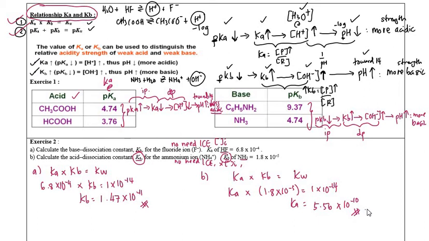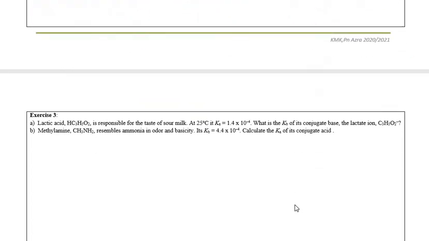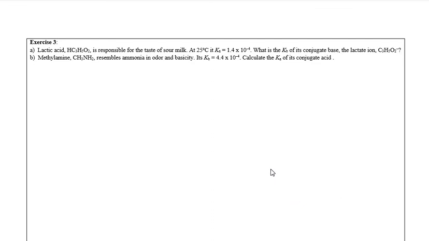Okay. We go to the next question. Exercise 3. Lactic acid is responsible for the taste of sour milk. At 25 degrees, Ka is 1.4 exponent negative 4. What is the Kb of its conjugate base, the lactate ion?